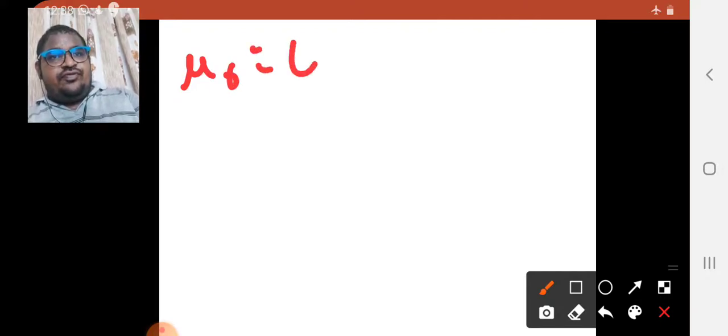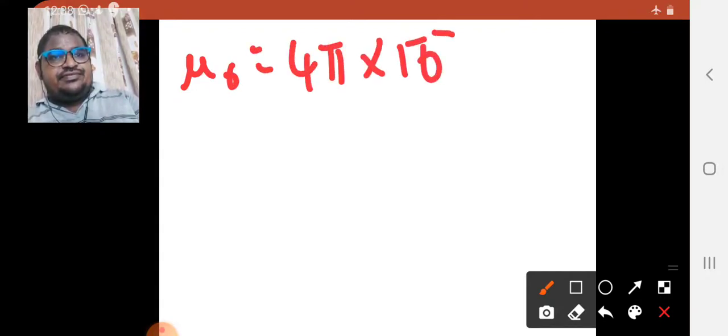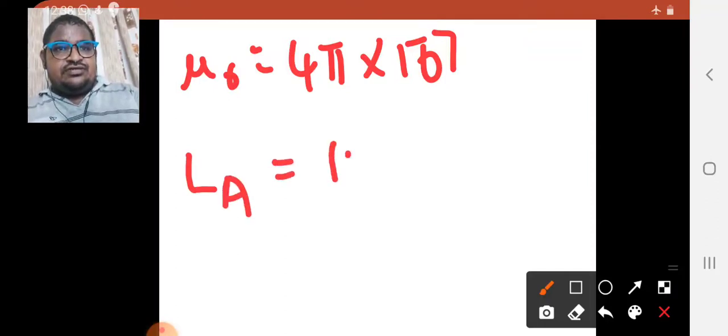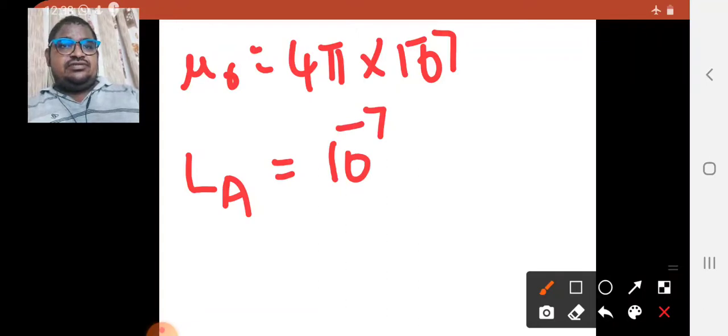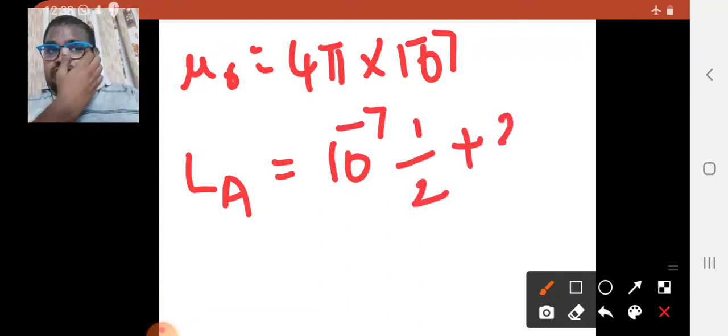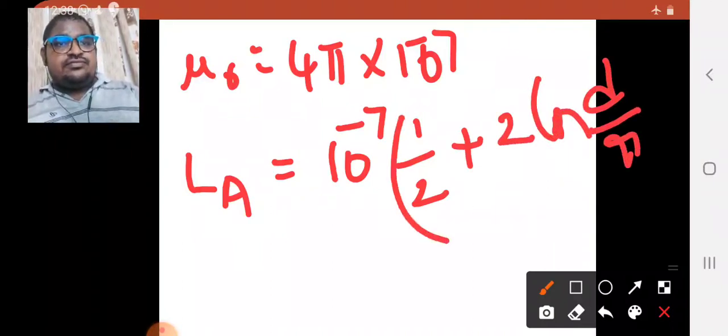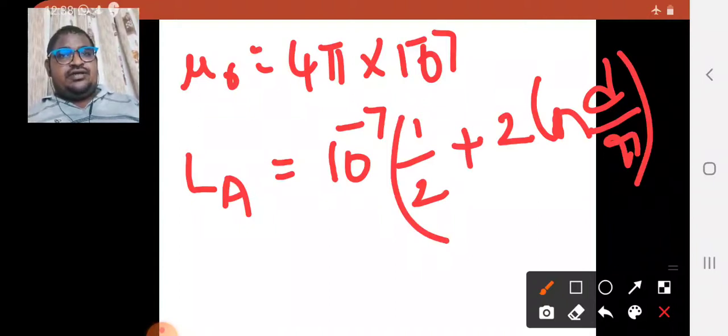Here if I substitute the value of mu naught, that is mu naught is equal to 4 pi into 10 power minus 7, then the expression for LA is given by LA is equal to 10 power minus 7 into 1 by 2 plus 2 ln D by R. This is the expression for inductance of line A. Similarly, we can derive for B and C also.